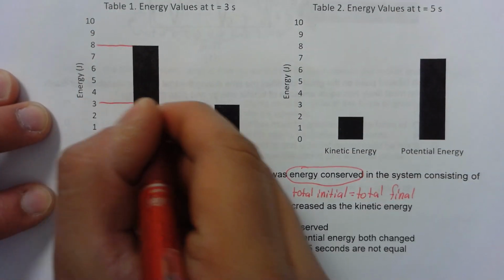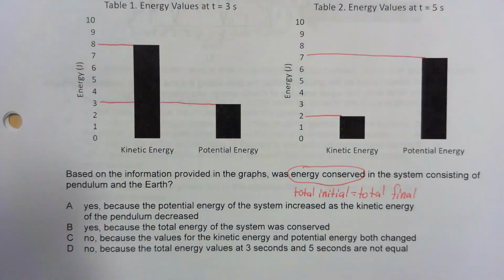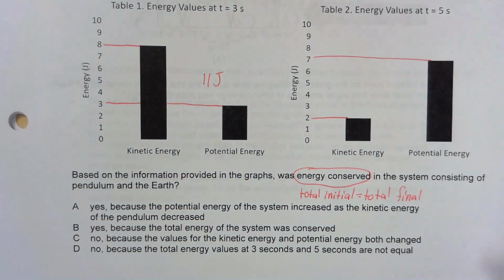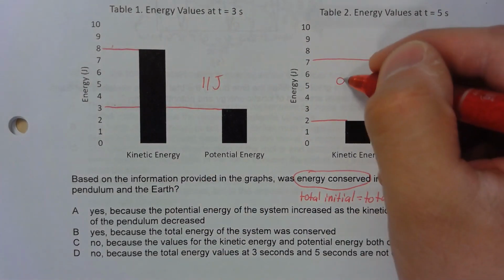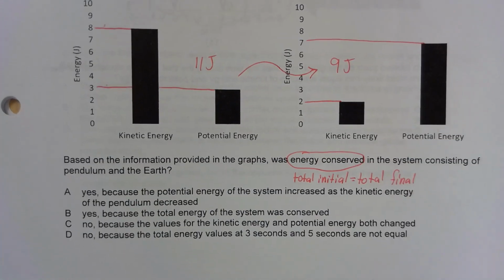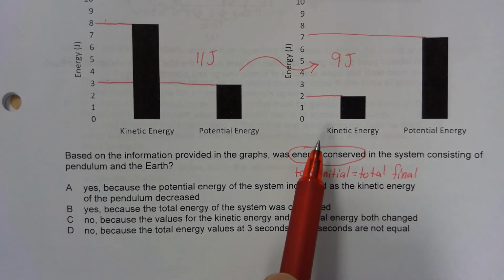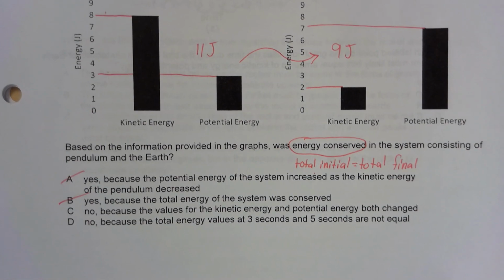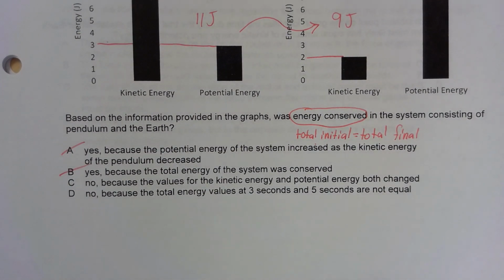We're just going to read the graph. Now, on the unit exam, these will have lines, so you don't have to guess, but we see 11 joules here. That's 8 plus 3. We have 7 and 2 here. That's only 9 joules. It looks like energy was lost or transferred out of the system, so the total initial does not equal the total final, and energy was not conserved. So A and B are out. Now I just need to check and see which one, C or D, is correct.